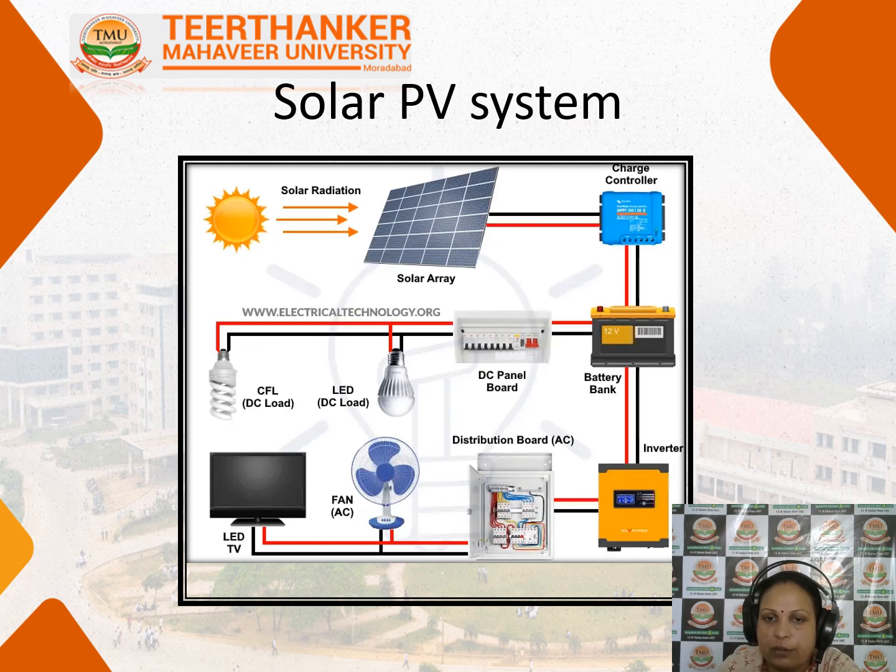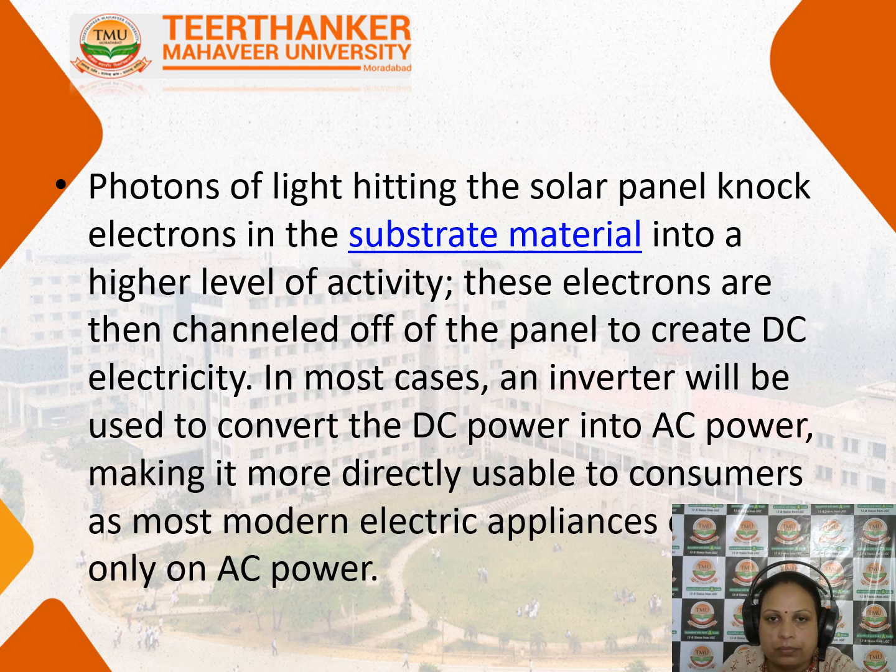This DC current can be used by some of the appliances that are present in the home, whereas most of the modern appliances use AC current. So the inverter will convert this DC current into AC current, and through the distribution board that is present domestically in our houses, it will help to run our various appliances. Now let us talk about the solar photovoltaic system in detail.